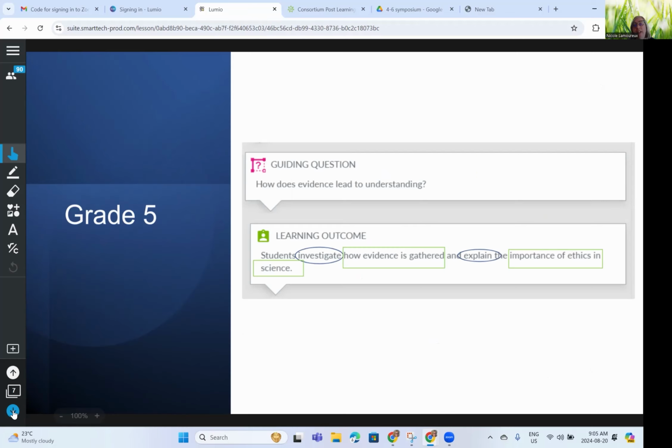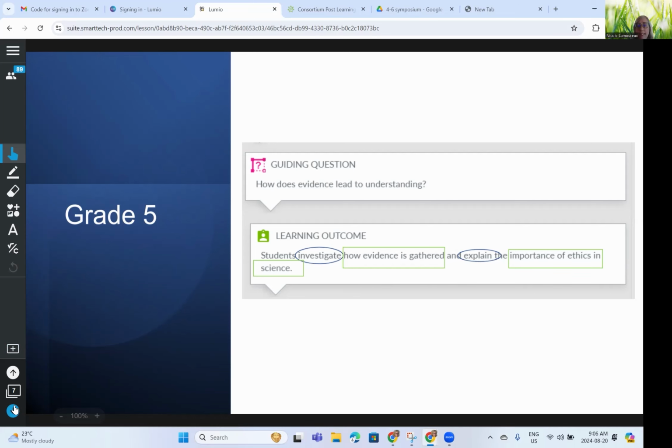Okay, so in grade 5, the learning outcome that's summatively assessed at the end of the year, because this is a year-long process, is students investigate how evidence is gathered and explain the importance of ethics in science. So the concept is evidence and how we gather it, and ethics in science. And what students are doing with those concepts, well, they're investigating the evidence and how we gather it, and then they're going to explain back how important the ethics is in science. So it's something new in this curriculum.